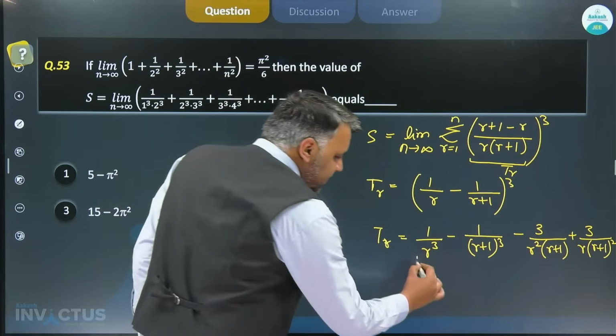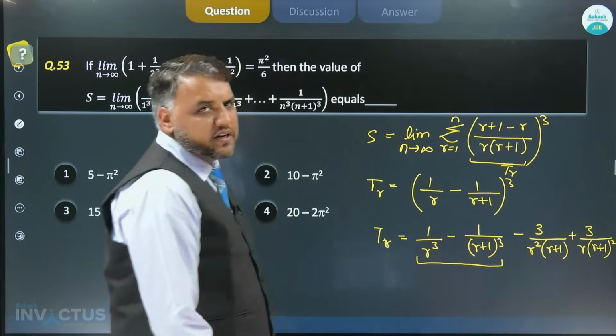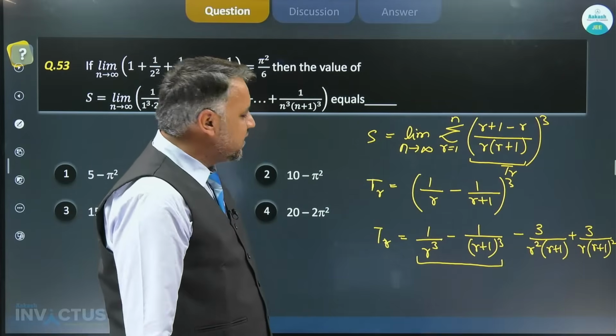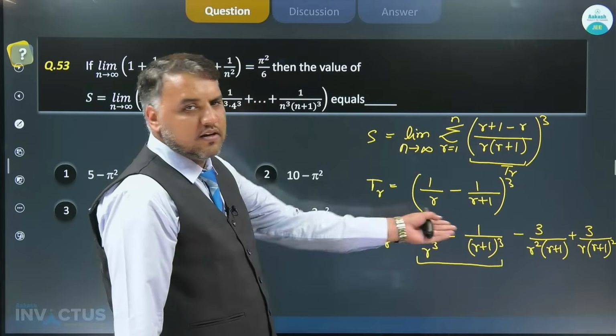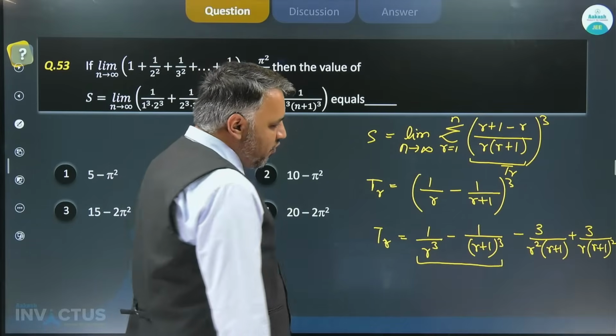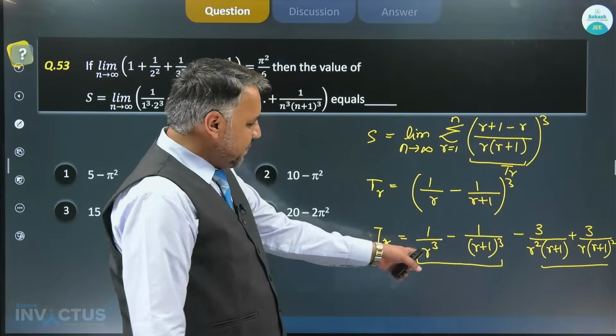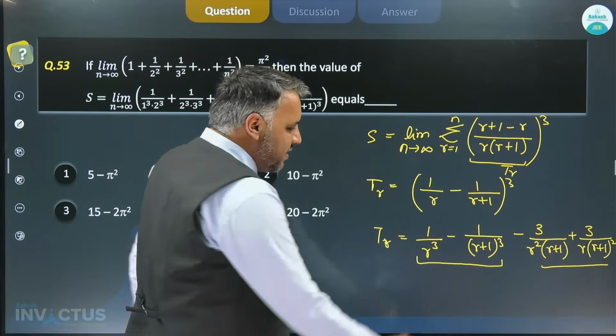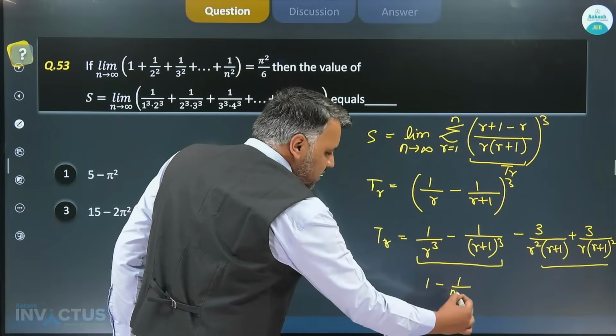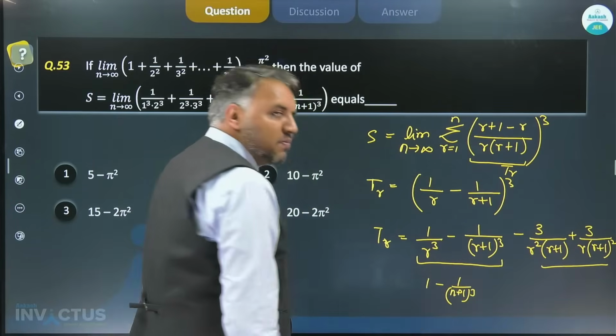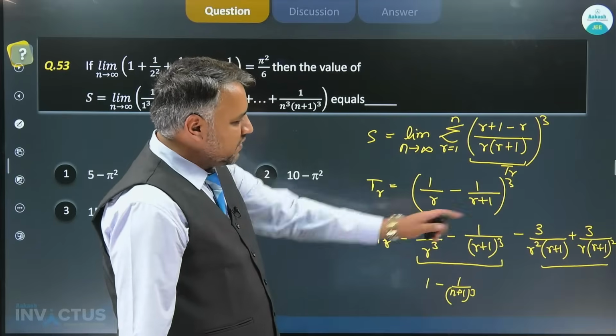So this portion you can calculate easily using the telescopic series method of differences. Alternate terms will get cancelled out. Now we have to simplify this only. Okay, if you apply summation here, you will get 1 minus 1 by n plus 1 whole cube. Simply, we have to observe that.